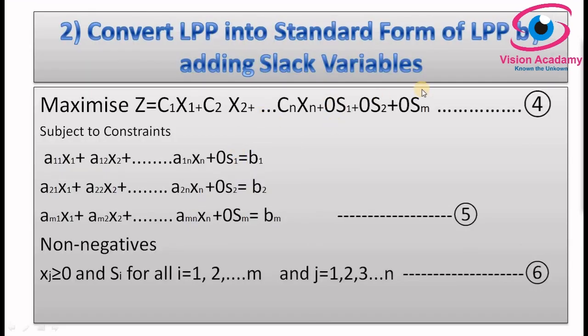And as you know already, in the standard form of LPP, the equation subject to constraints must be expressed in equation. So we have removed lesser than or equal to type, and right side of constraint must not be negative, it must be positive. If it is negative, we will multiply by -1 to make positive. So this is a subject to constraint.